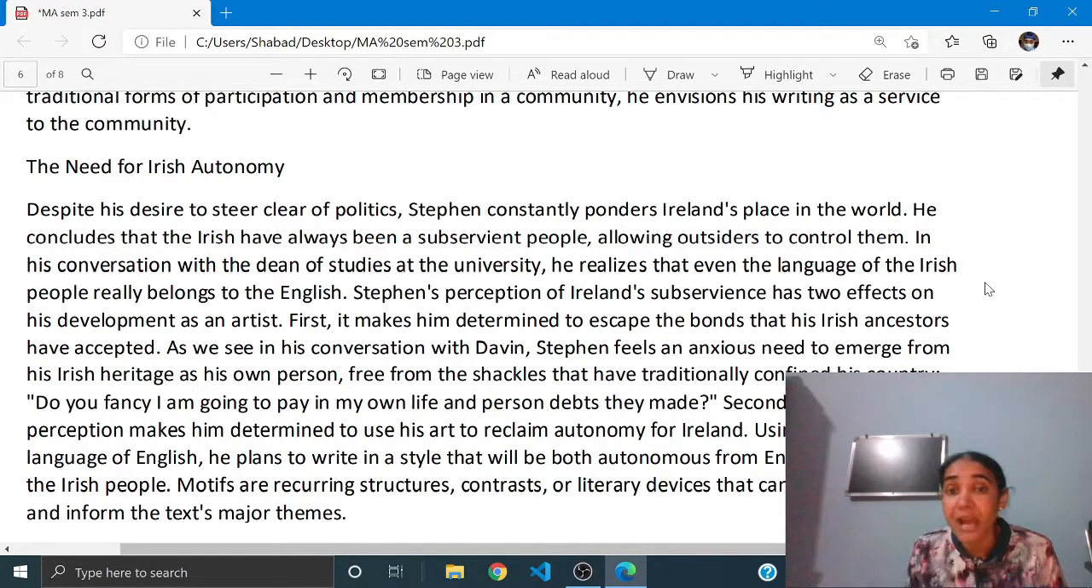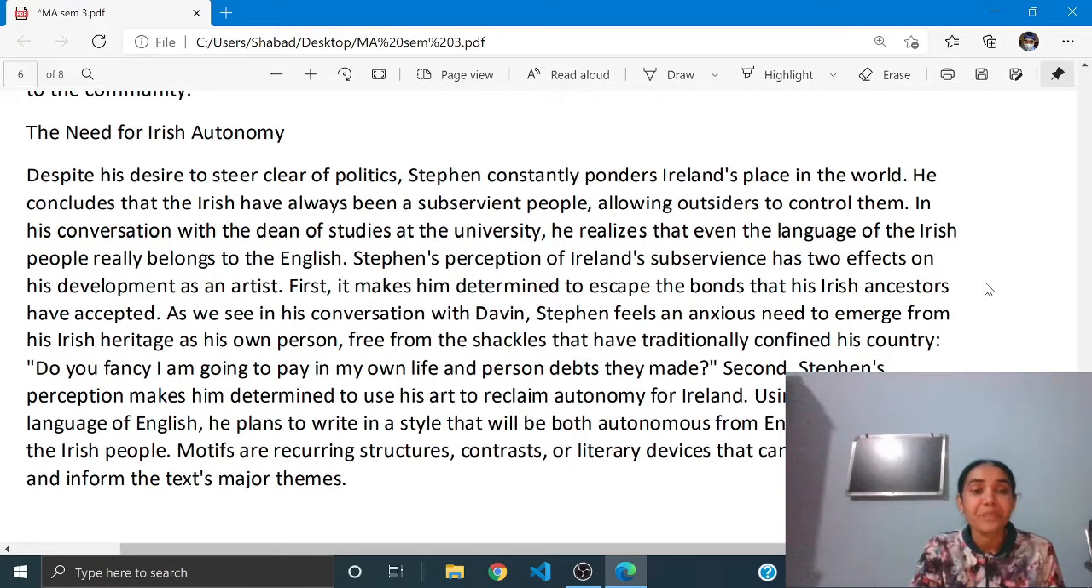Stephen's perception of Ireland's subservience has two effects on his development as an artist. It makes him determined to escape the bonds that his ancestors have accepted, as we see in his conversation with Davin. Then, using the borrowed language of English, he plans to write in a style that will be both autonomous from England and true to the Irish people. So Stephen's perception makes him determined to use his art to reclaim autonomy for Ireland.